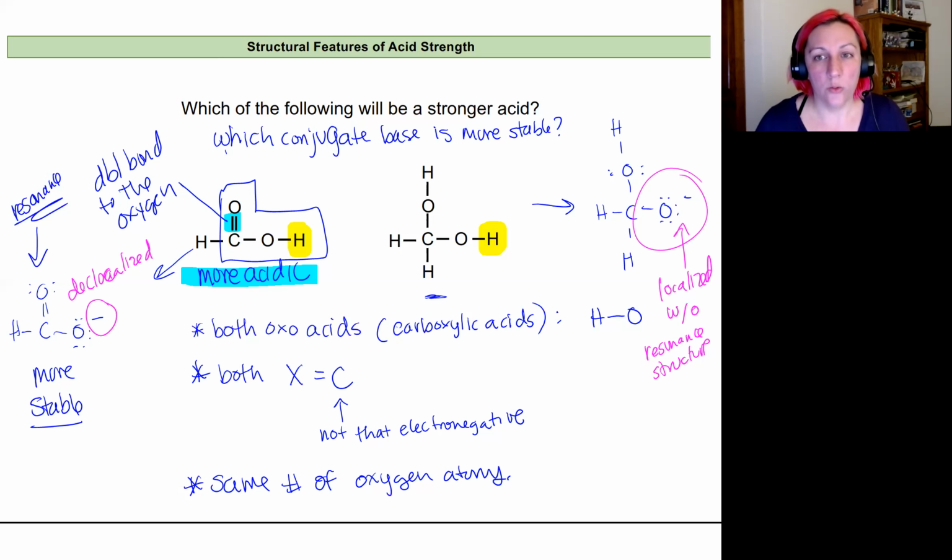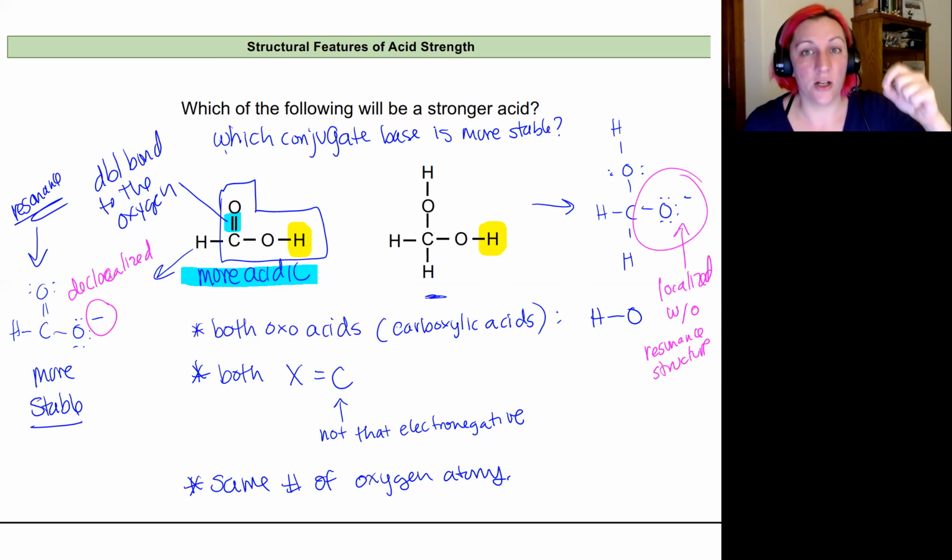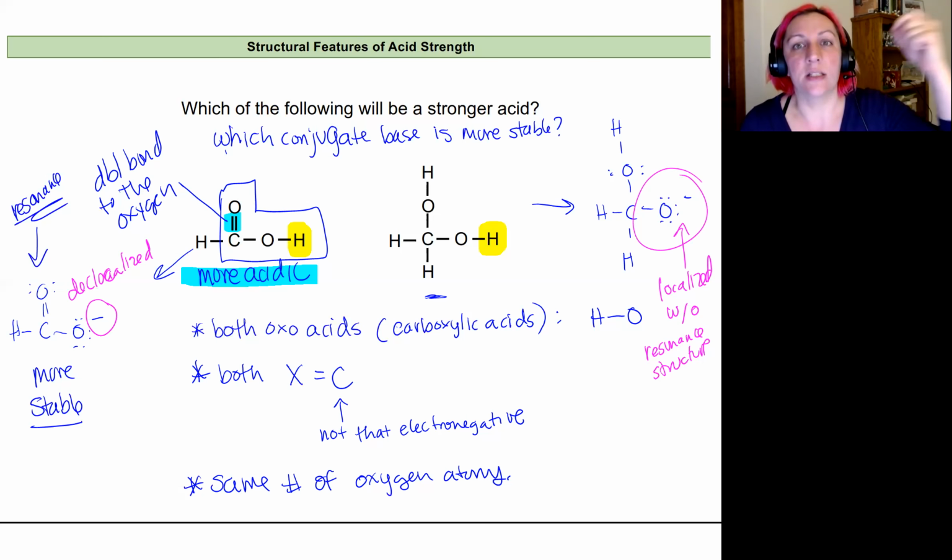And so when we're ultimately evaluating the structural features of acid strength, we also have to be evaluating the structural features of conjugate base stability to support that hydrogen being lost.